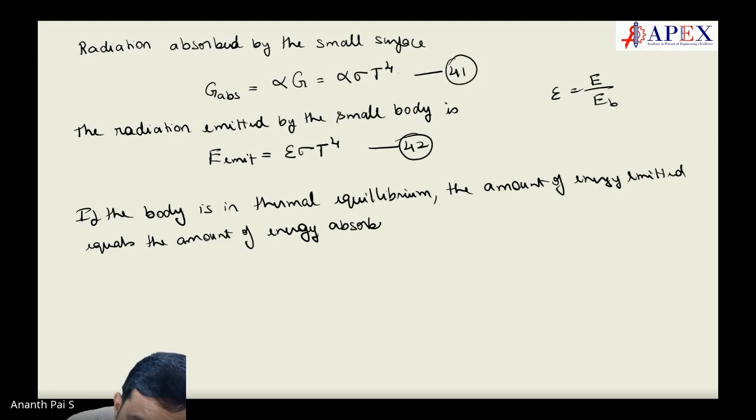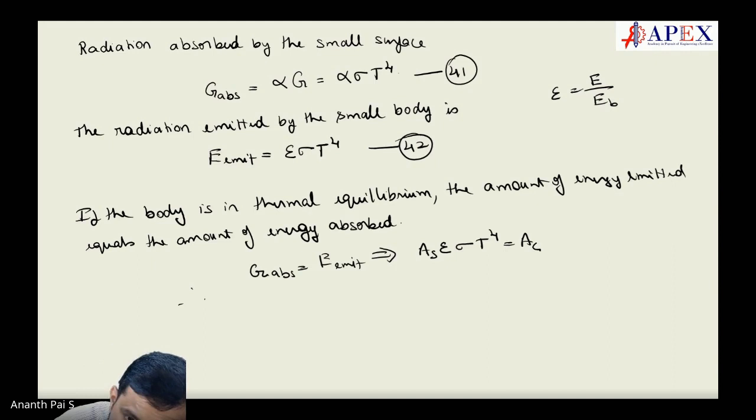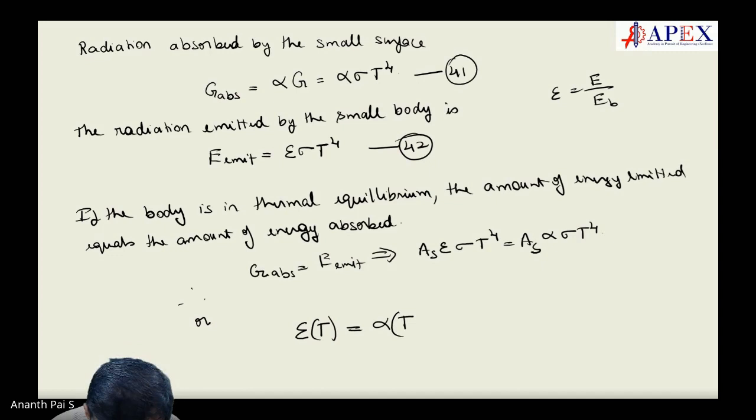Therefore, G absolute absorbed is equal to E emit, which implies I can write AS epsilon sigma T to the power 4 is equal to AS into alpha into sigma T to the power 4, or epsilon at a particular temperature is equal to absorptivity at that particular temperature. This is Kirchhoff's law.